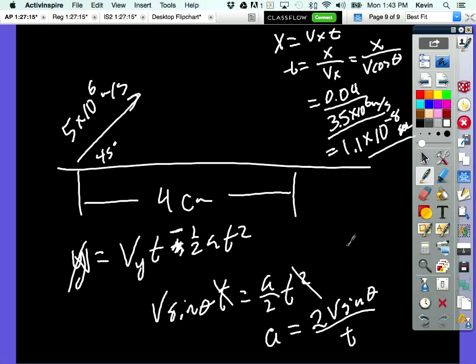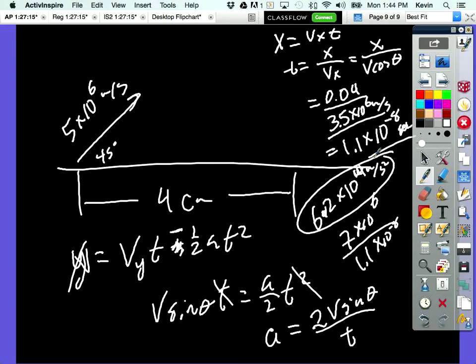Right, because this is 2 times 3.5, so it's going to be 7 times 10 to the 6th. So 7 times 10 to the 6 divided by 1.1 times 10 to the minus 8. So we know that's going to be 10 to the 14. So what's 7 divided by 1.1? Around 6 something? What do you get? 6.2? So you get 6.2 times 10 to the 14 meters per second squared? Yes, no? Okay. I don't want to leave anybody behind. Is this okay?